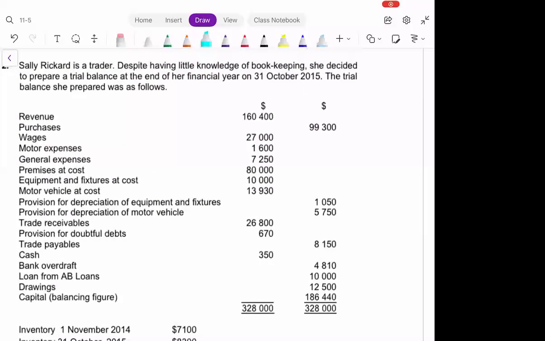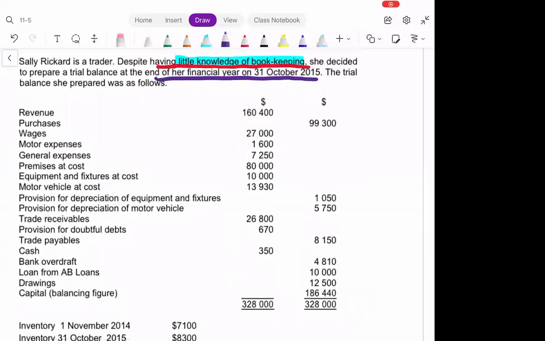Sally is a trader. Despite having little knowledge of bookkeeping, she decided to prepare a trial balance. So from here, what I understand is she has very little knowledge of bookkeeping. It means maybe this particular trial balance is not correct. Maybe correct, maybe not correct. So we continue. She prepared the trial balance at the end of the financial year, 31st October 2015. The trial balance she prepared was as follows. Revenue is supposed to be on the debit side or credit side?